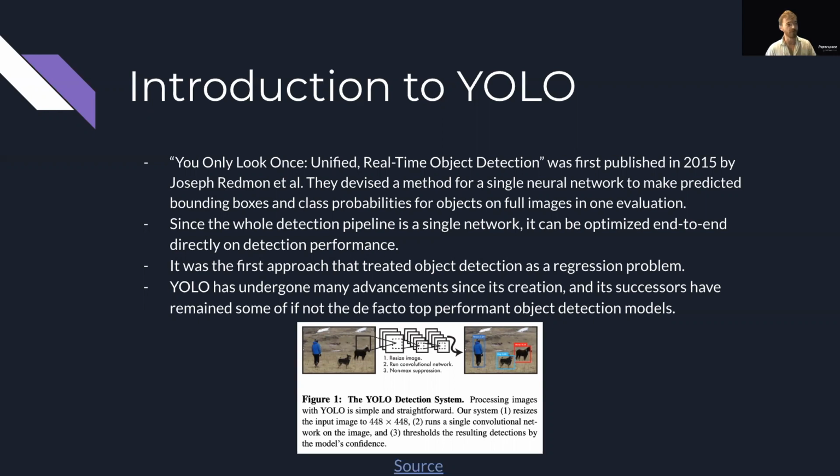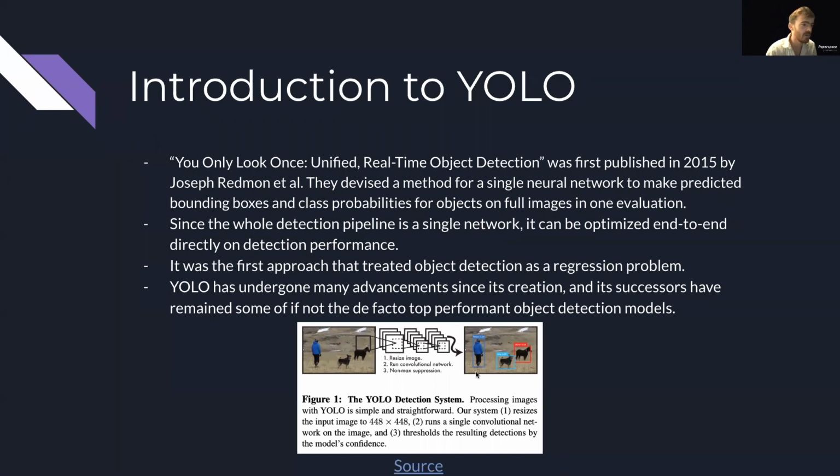It was the first approach that treated object detection as a regression problem and represented a significant step forward in object detection technology. It's since gone through a lot of advancements, and its successors have remained some of, if not the, de facto top performant models for object detection.